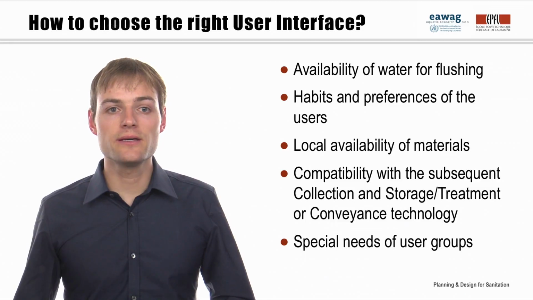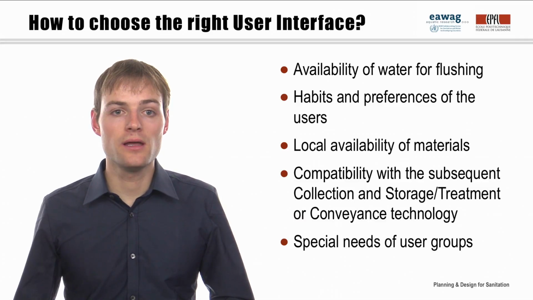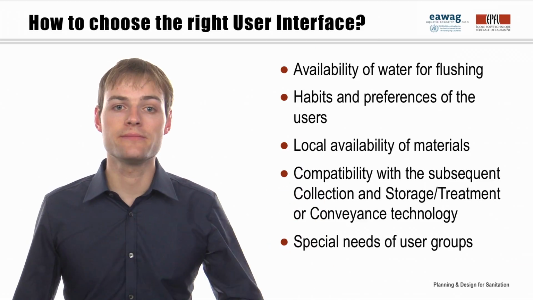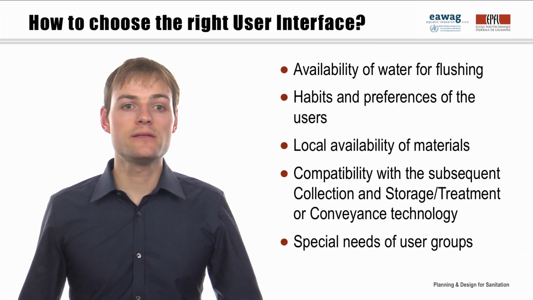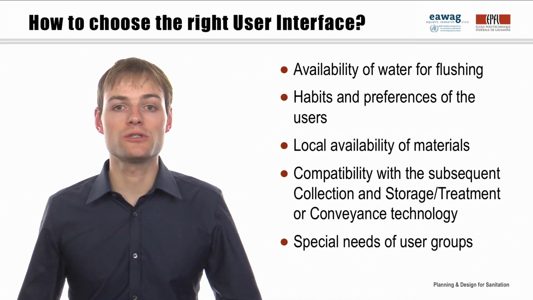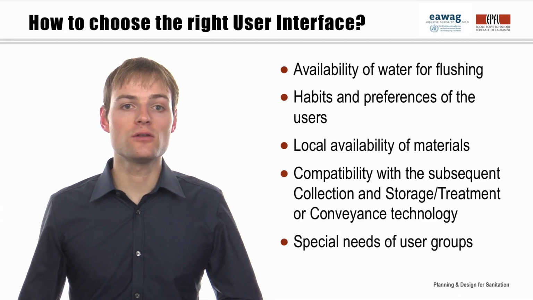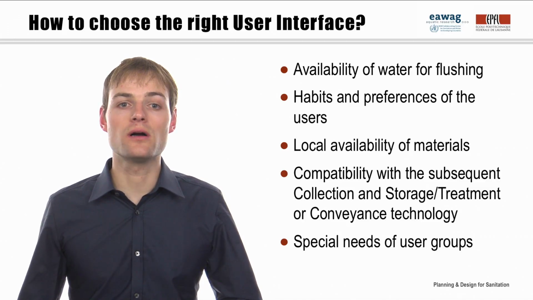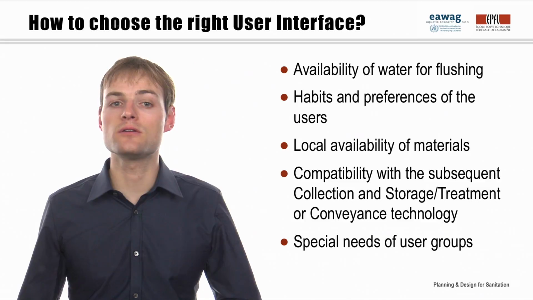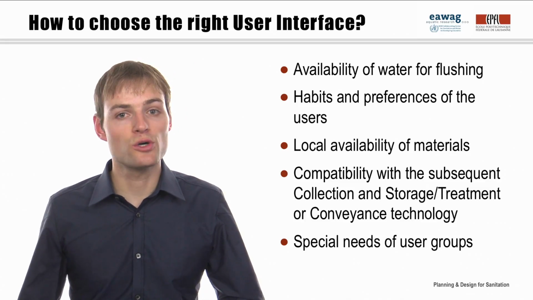We now have seen 6 different options for the user interface. But how can we choose the right one for a given context? There are a number of factors on which the technology choice depends. The availability of water is crucial for all technologies which depend on flush water to carry away the excreta. The user interface should of course also take into account the preferences and habits of the people who use it. Are they sitters or squatters? Washers or wipers?